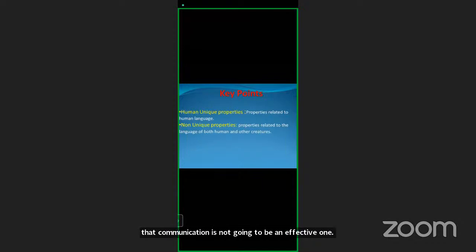Now, to make a communication effective, we also need presentation skills as well as non-verbal communication skills, which are equally important. In non-verbal communication, we use our hands, our facial gestures, and our eye contact, making contact with the eyes of the audience so that the audience doesn't feel bored.